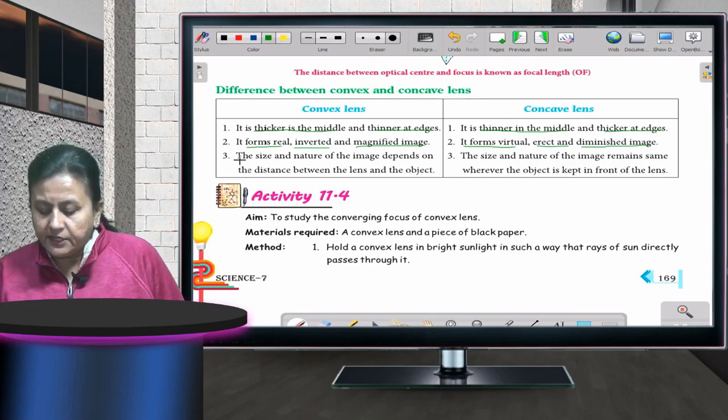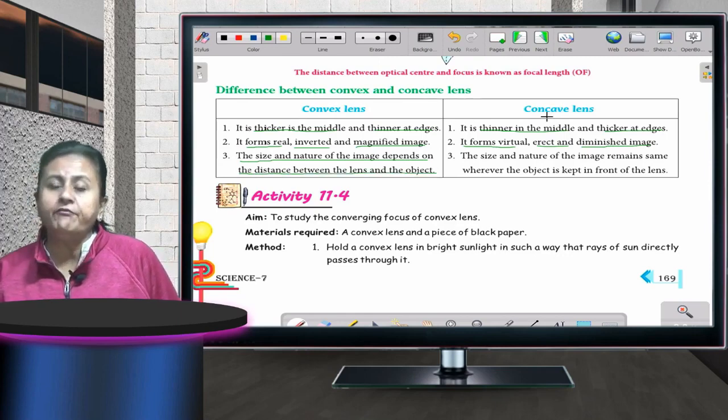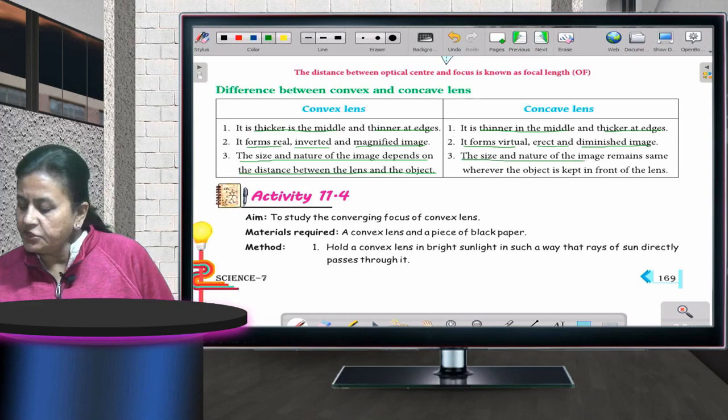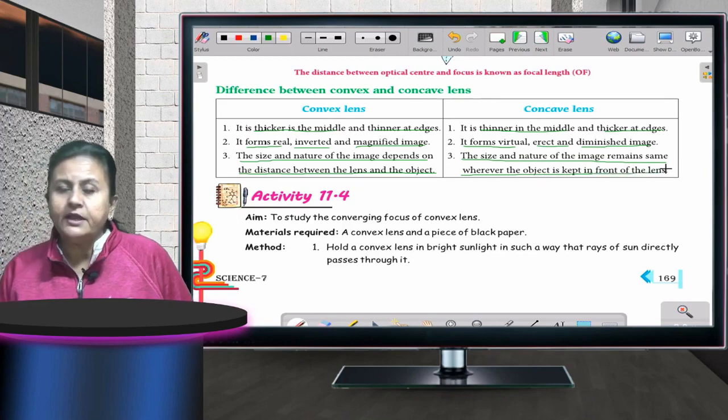Then the size and nature of the image depends on the distance between the lens and the object in the convex lens. But in concave lens, the size and the nature of the image remains the same wherever the object is kept in front of the lens. Fine, children?